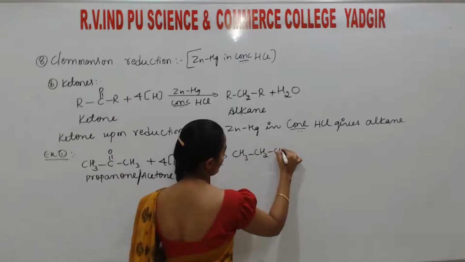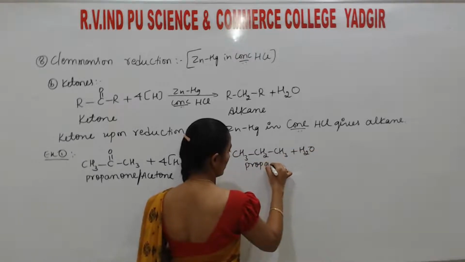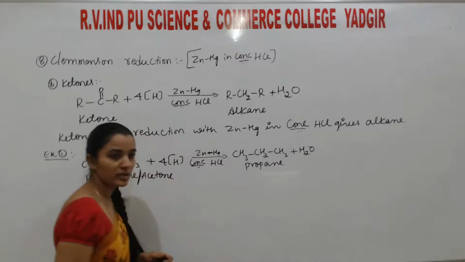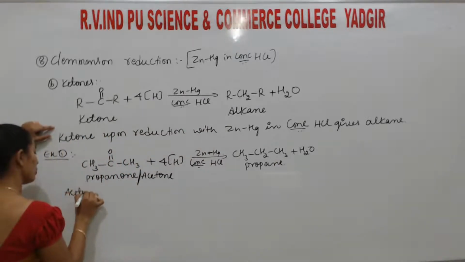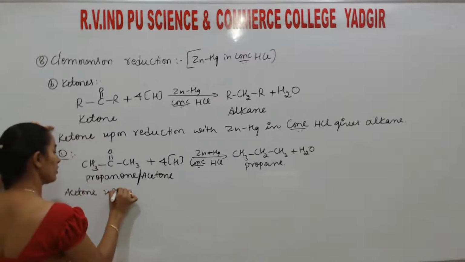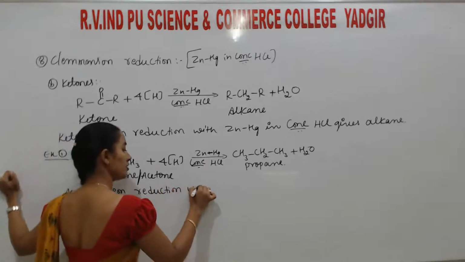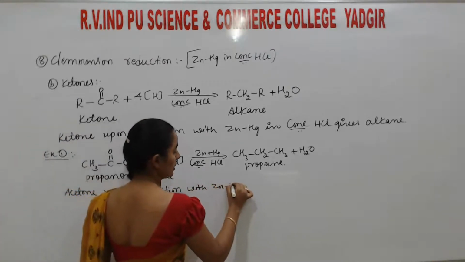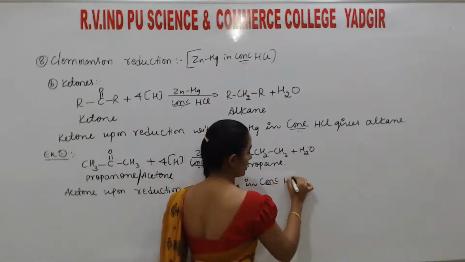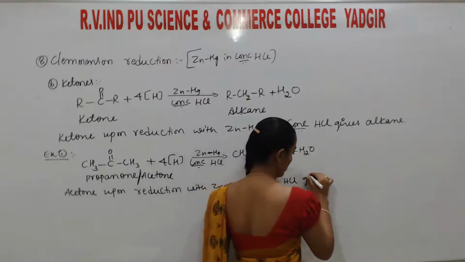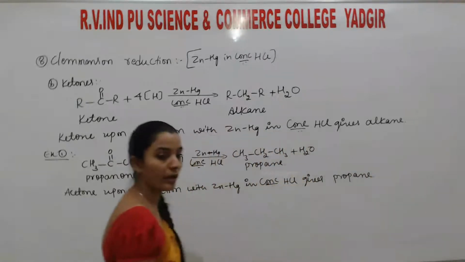CH3, CH2, CH3 plus H2O. This is what? Propane. Now the statement: this one, ketone means acetone, upon the process of reduction, the reagents are what? Zinc amalgam in concentrated HCl gives propane. This is example 1.